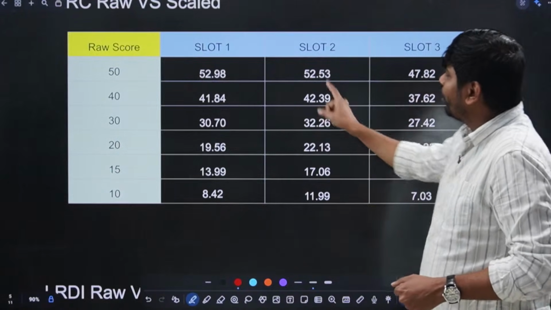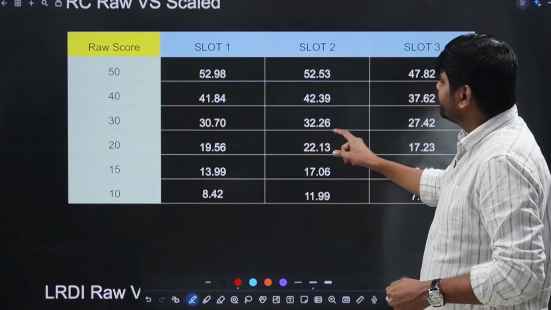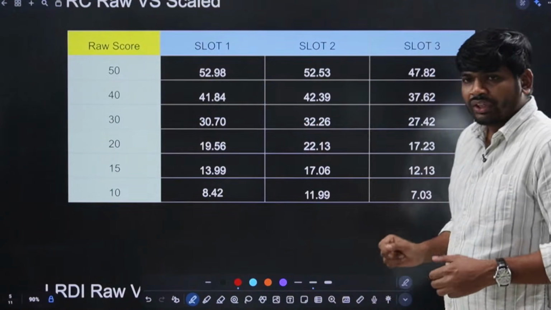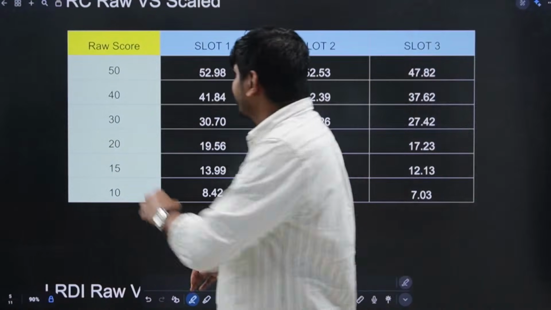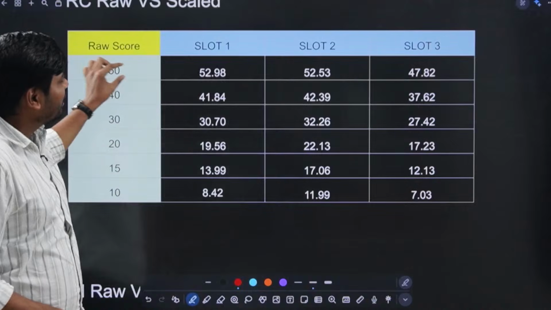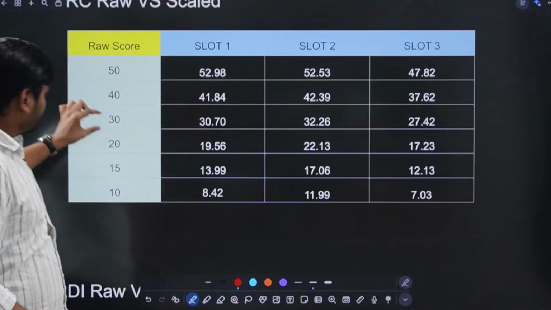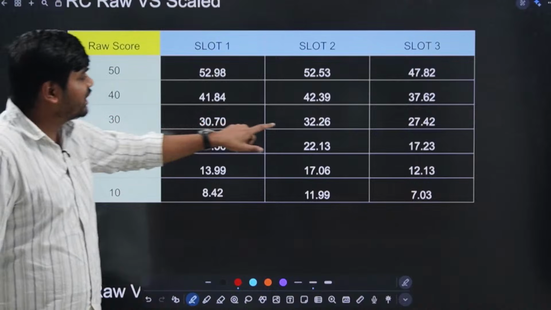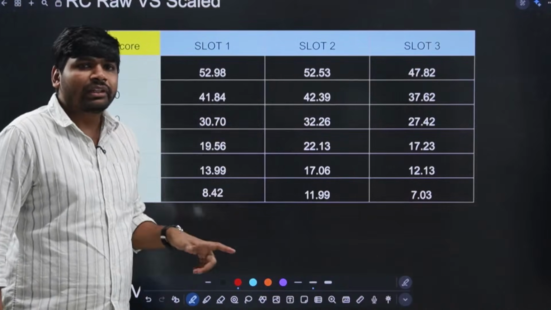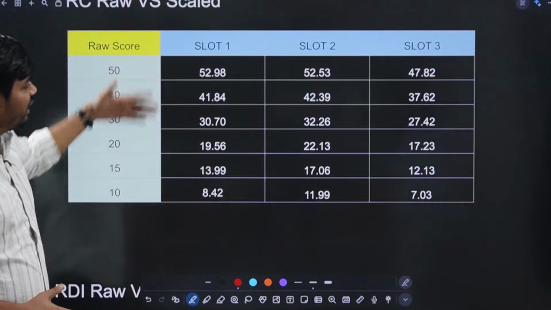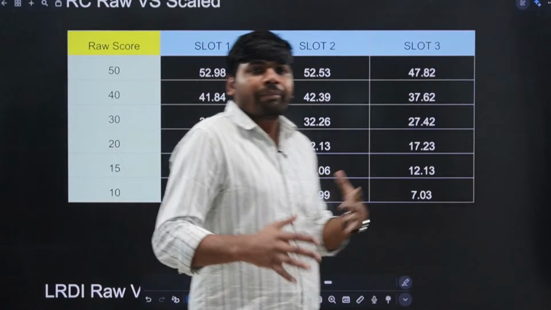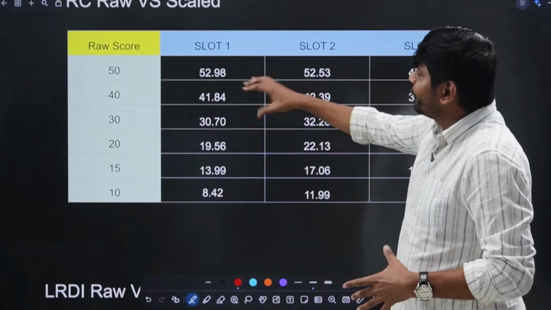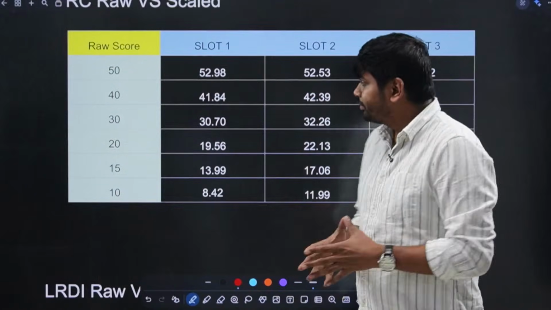Whereas in slot 2, this number will jump to 32.26. So it is varying across the scores. Here the jump was 2.53 in slot 2. At 30 marks also there is a jump of 2.26 marks. So this shows that the data is very different for different slots and at different scores.